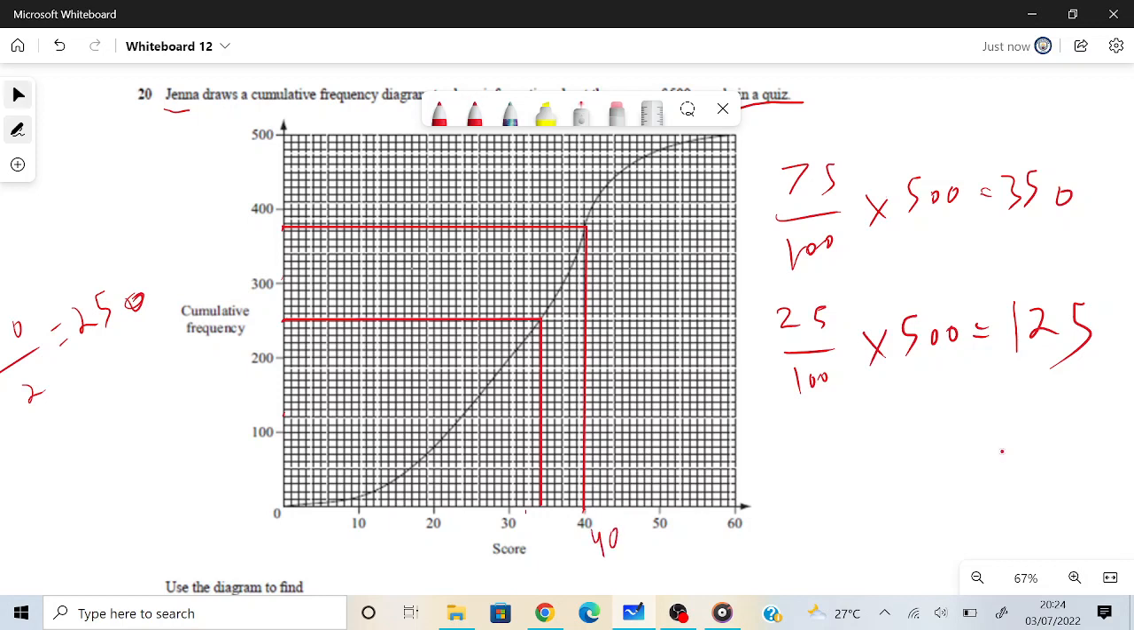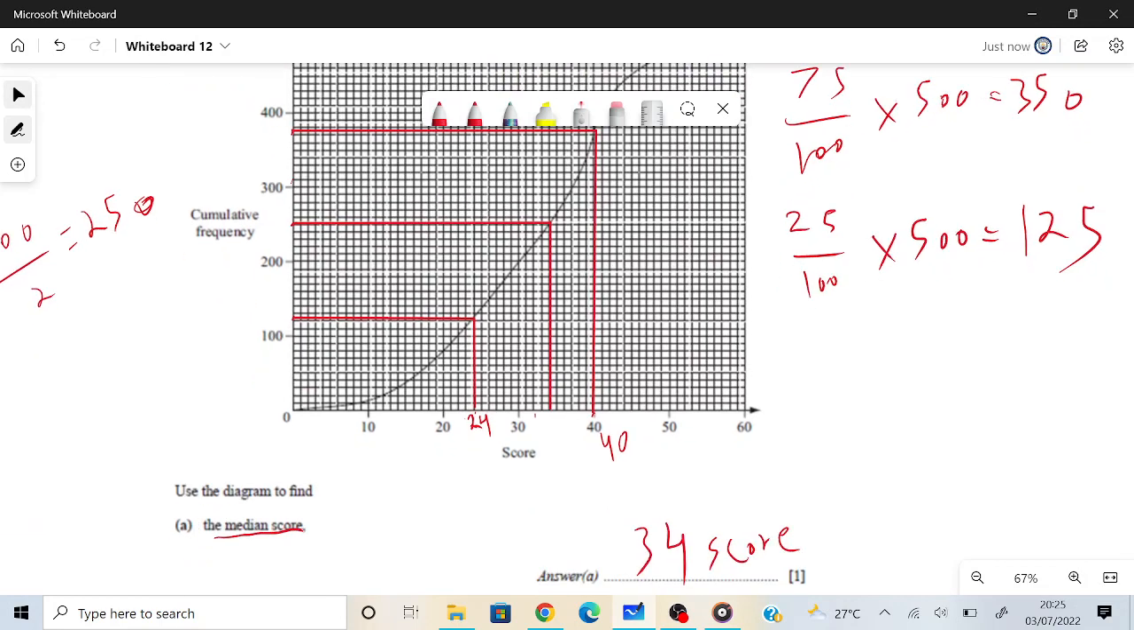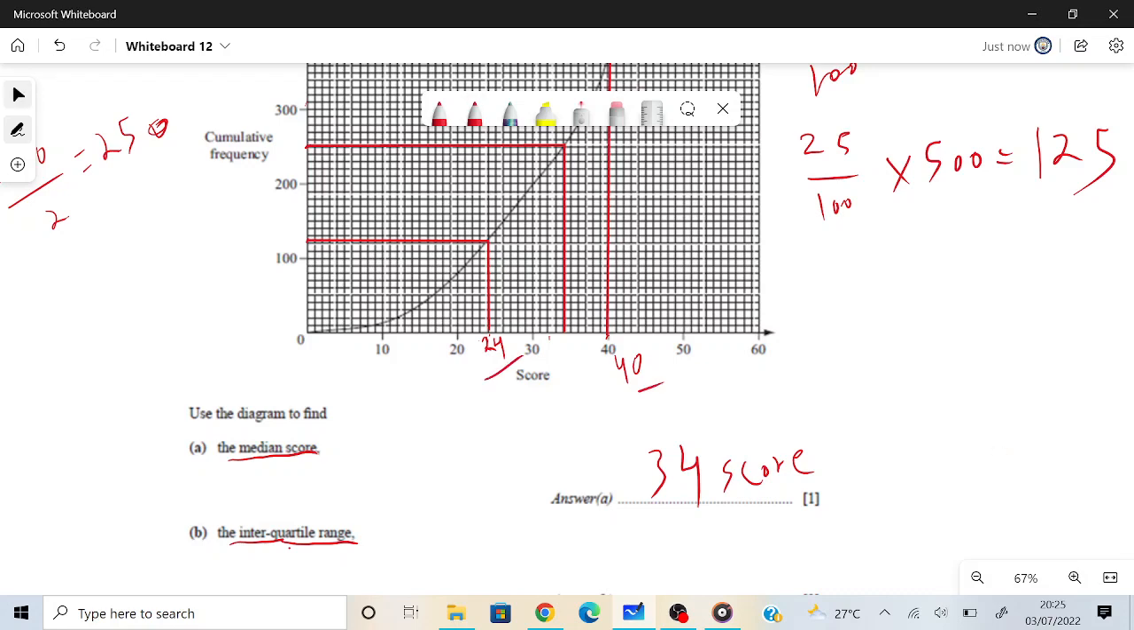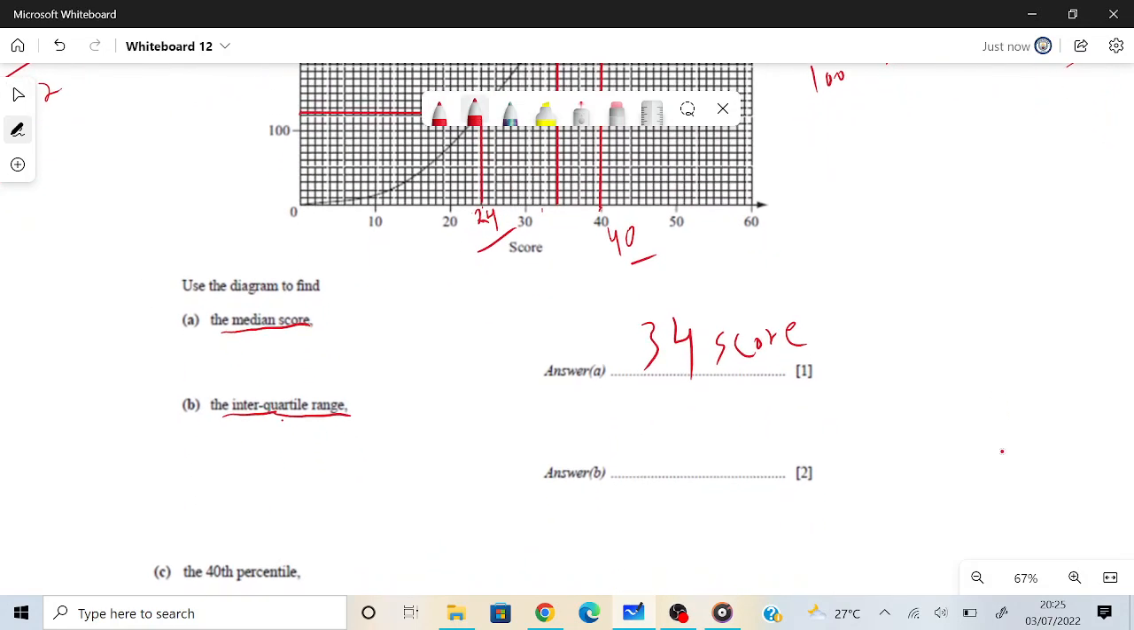Say 40. So let's go for the lower quartile. The lower quartile is at 125, which is somewhere around about there. So again, using your line, trace it. Again, not the most accurate on this, but when you are doing your own, please make it as accurate as possible, and then drag it down somewhere there. This is 21, 22, 23, 24. This is 24. And the interquartile range is upper quartile, 40, minus lower quartile, 24. And 40 minus 24 is nothing but 16. And again, you can just write score to be on the safe side.